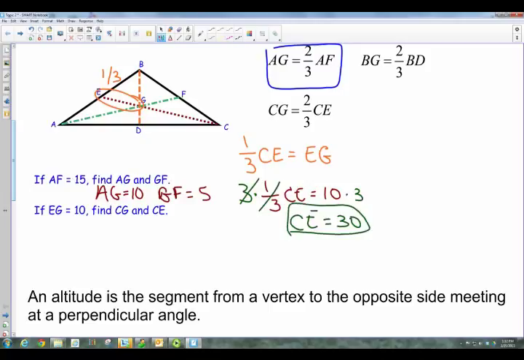Well, since we know CE equals 30, CE is the whole thing. EG is 10. That means that CG has to equal 20. And there's your solution.